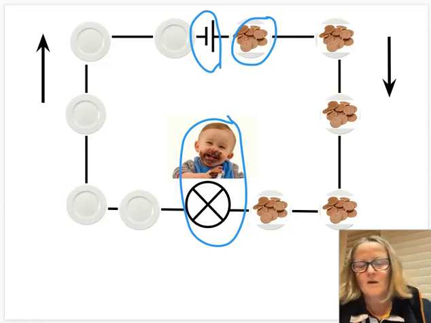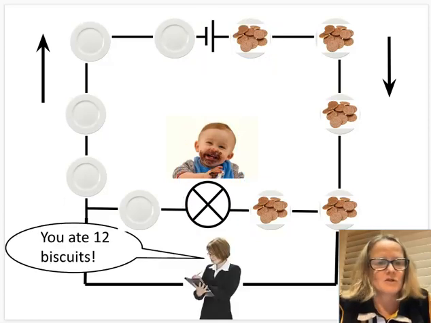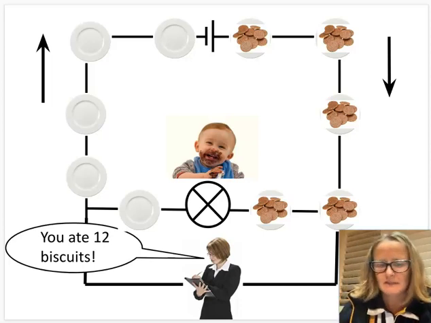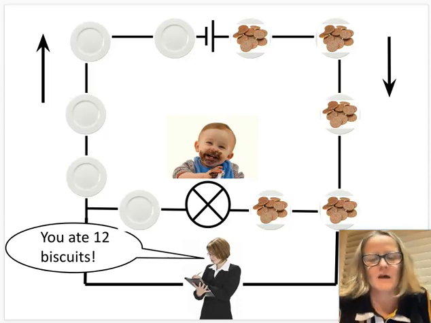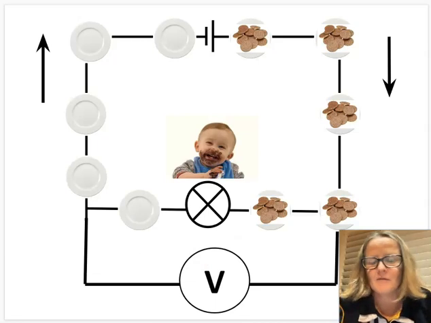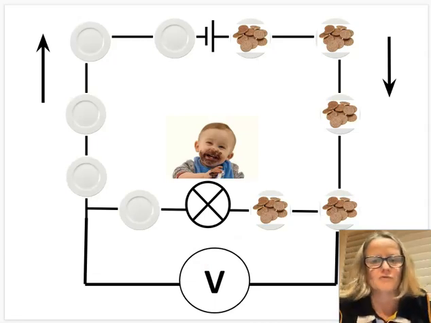So when we get Mrs. Volt involved, she will be able to count that and say, hey baby, you ate 12 chocolate biscuits, because the plate was empty. After that voltage went through the bulb, all the biscuits disappeared. If we were to place a voltmeter there, instead of Mrs. Volt, she would say 12 have gone through that bulb.